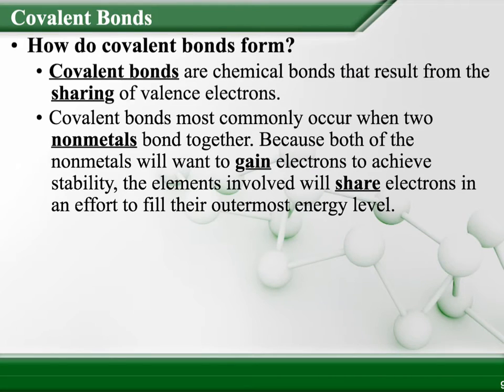So in this chapter, we're going to focus on covalent bonds. Covalent bonds are going to form because of the sharing of valence electrons between two nonmetals. So remember, those nonmetals, they both want to gain electrons. So neither one of them wants to lose. So what they're going to do is just share the electrons involved in between the two atoms to get their outermost energy level full.